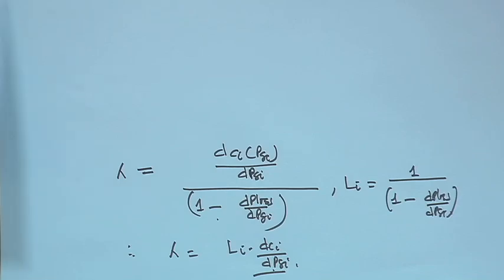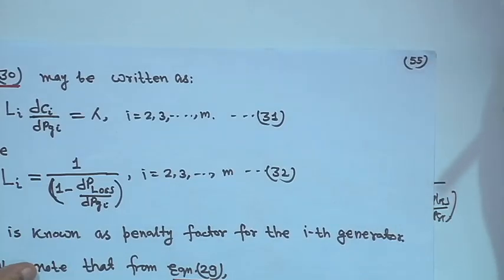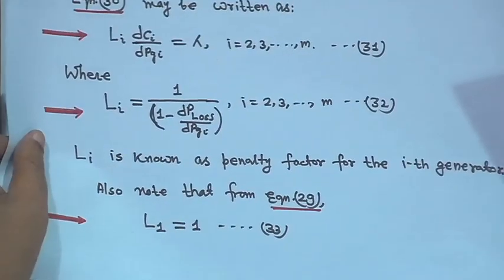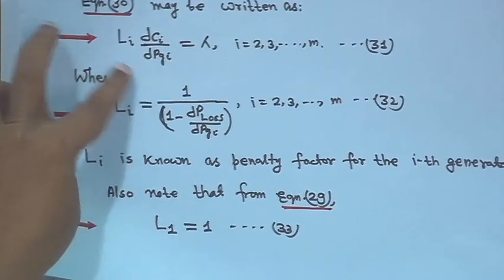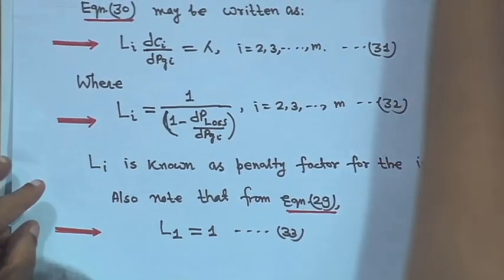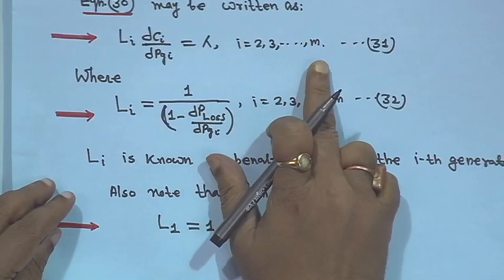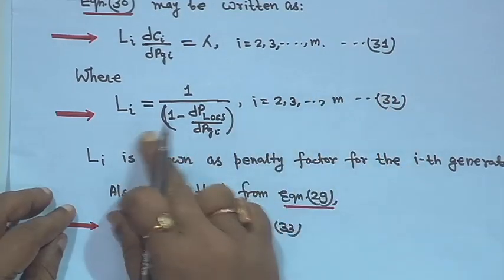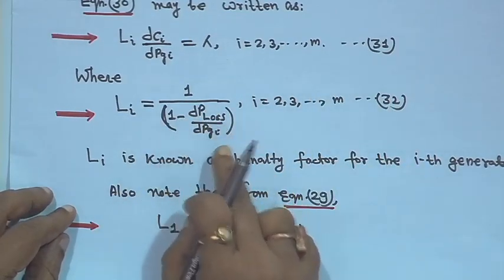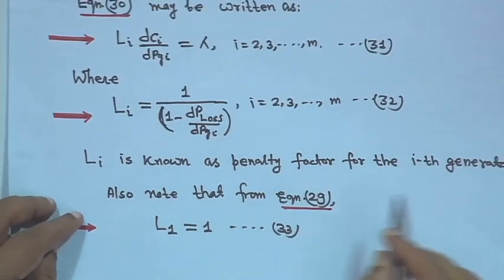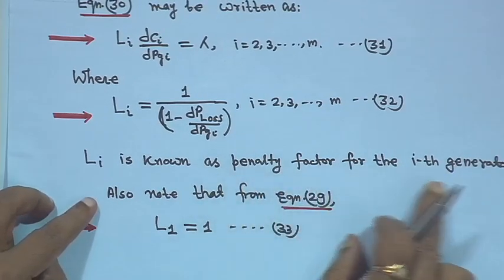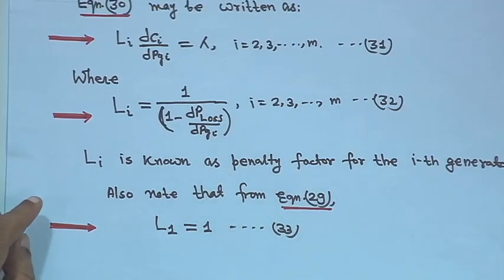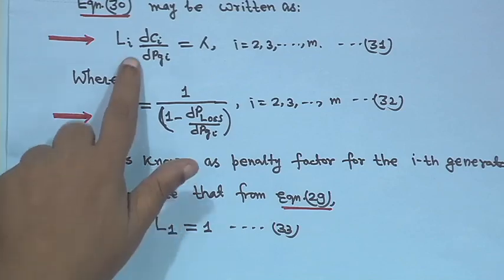That is why we are writing this equation: Li dCi/dPgi is equal to lambda for i is equal to 2, 3, up to m. That means Li is equal to 1 upon (1 minus dPloss/dPgi), for i is equal to 2, 3. Now, Li is known as the penalty factor for the ith generator.